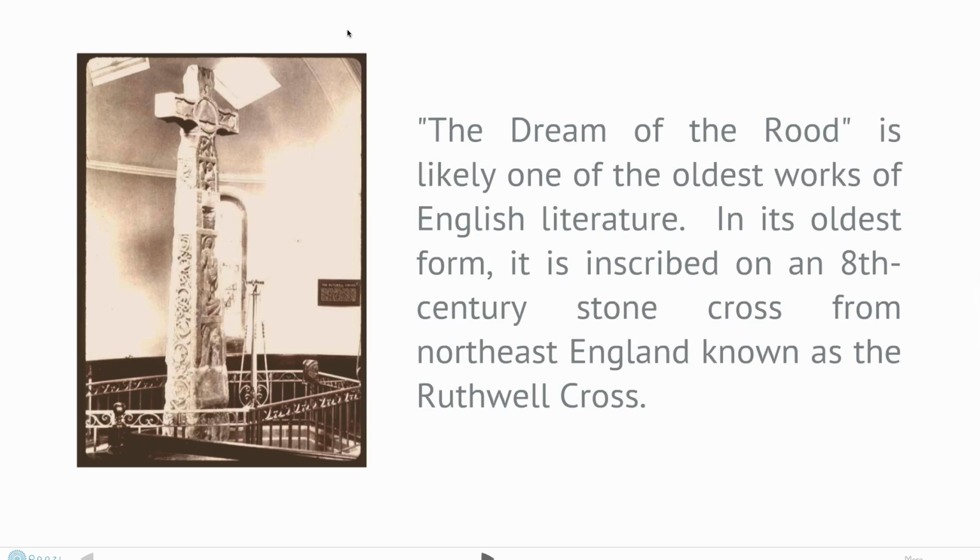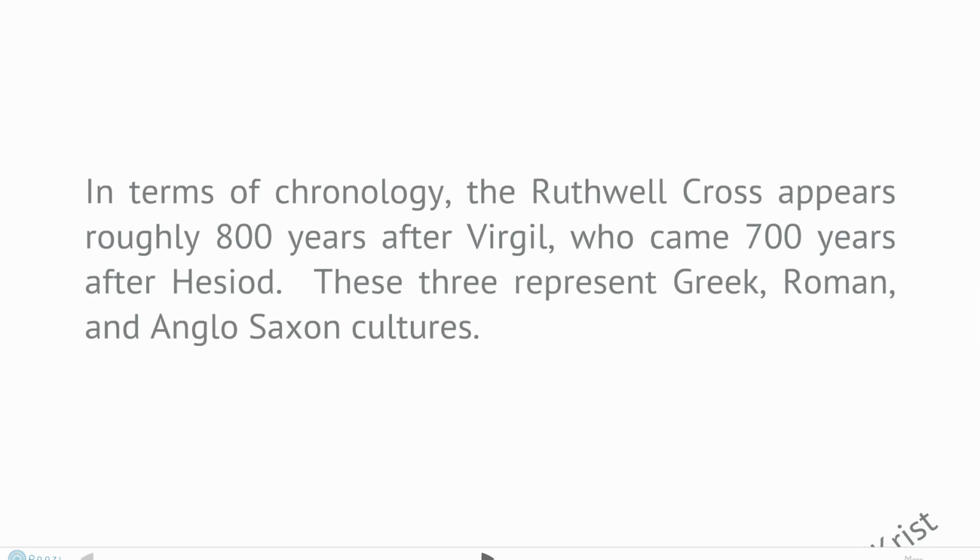To put a time frame on it, you're not too far off from Beowulf, which, especially in surveys of English literature and medieval literature, we think of as one of the earliest English texts. So this is right around there too. Although, worth noting here that this appears roughly 800 years after Virgil, and Virgil in turn came 700 years after Hesiod, and 1500 years or so before Hesiod was in fact Gilgamesh.